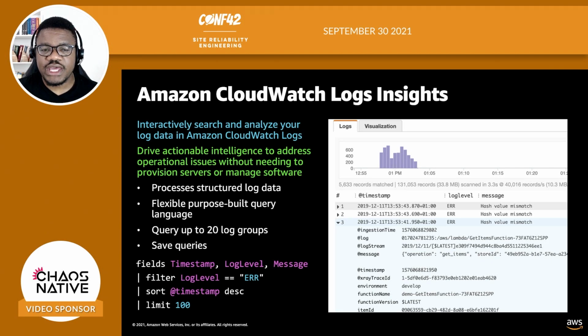So for example, here I've got the log from a Lambda function, and you can filter the log by a log level, say for error. And you can save your queries, and you can query up to 20 log groups at a given time. And you do this using a flexible purpose-built query language we've built for CloudWatch Logs Insights.